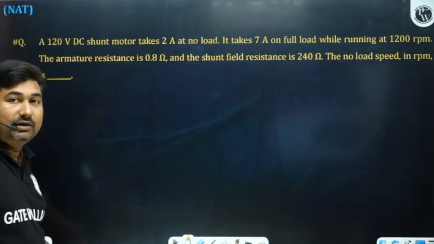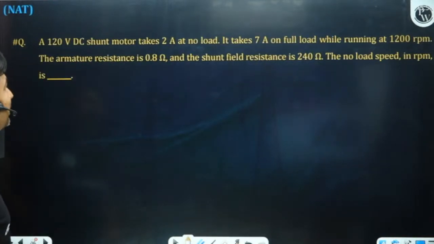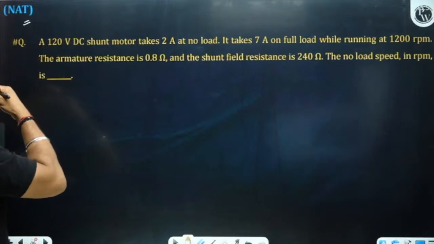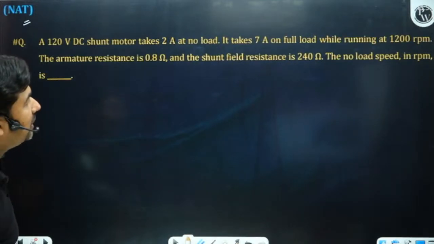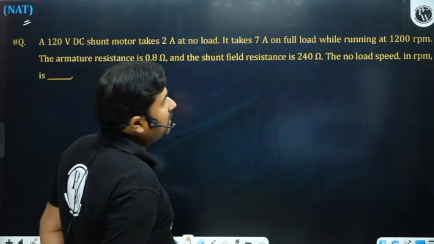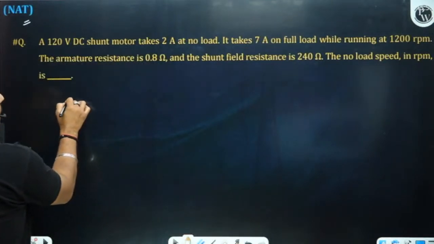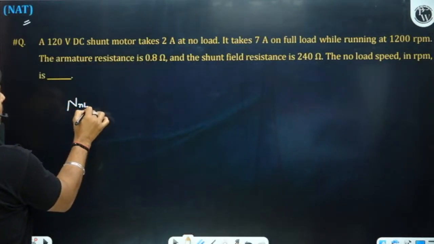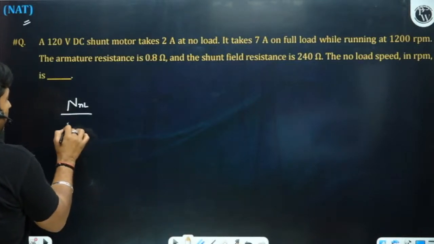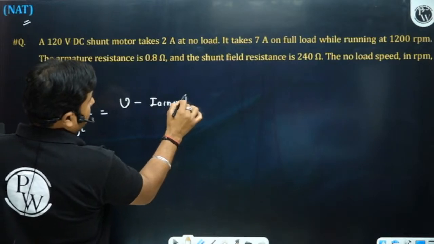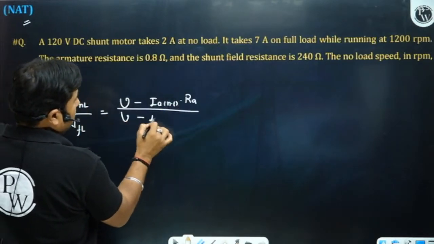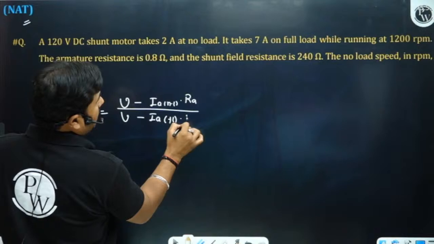I'm also highlighting what are the possibilities of errors. Please observe here, a 120 volt DC shunt motor takes 2 ampere at no load and takes 7 amperes at full load while running at 1200 RPM. Armature resistance is 0.8 ohm. Shunt field resistance is 240 ohm. The no load speed in RPM is, so no load by full load speed is equal to V minus IA no load into RA upon V minus IA full load into RA.